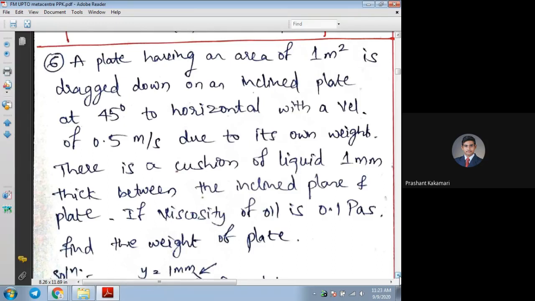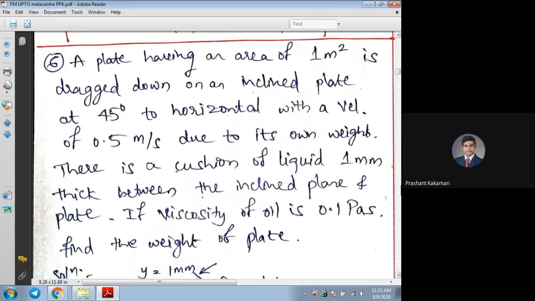Due to its own weight. Now see here, we are not applying any force on it. Only due to its own weight, a plate is kept in the inclined direction, maybe above the liquid. So above the liquid, the plate is kept at 45-degree inclination with the horizontal, and by its own weight, the 1 meter square plate is moving at 0.5 meter per second velocity. I hope everyone is understanding the problem. Only thing is they have included the angle in this problem.